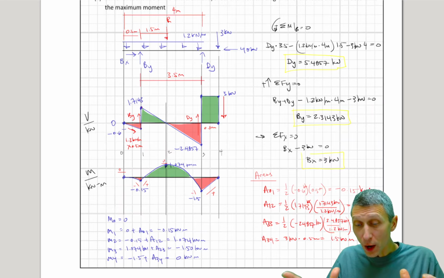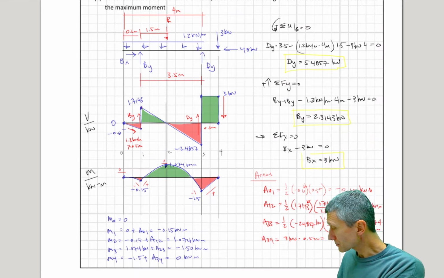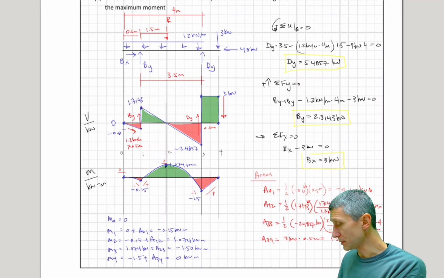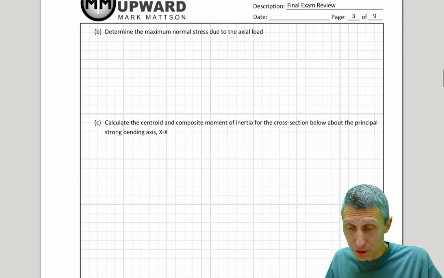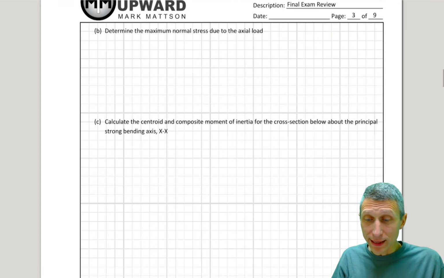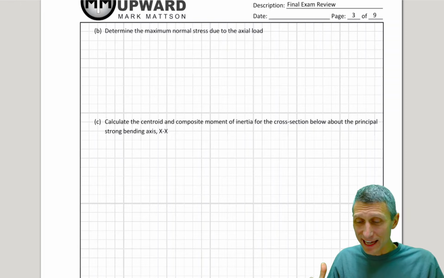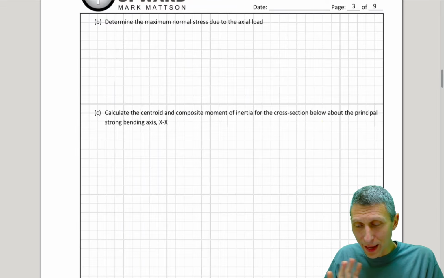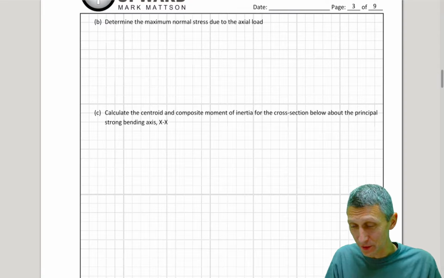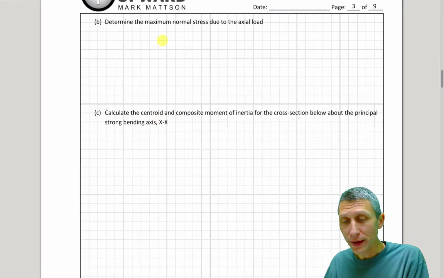All right. So from here, we're going to do the next couple sets of problems, but we're going to find a couple stress values. Okay. So let's find the maximum normal stress due to the axial load. Now with this, I'm just going to take a time out for a second, because for the axial stress, when we look at the centroid and composite moment of inertia, I'm actually going to skip to part C a little bit first, because when we find the centroid, we have to find the area, right?